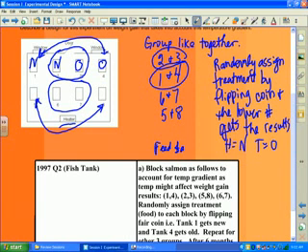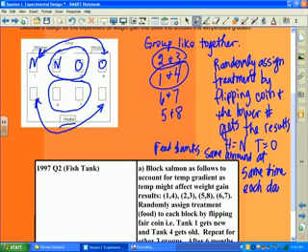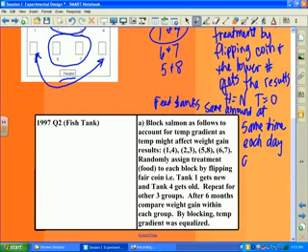So feed the tanks the same amount at the same time each day, and then after 6 months we're going to compare the groups.